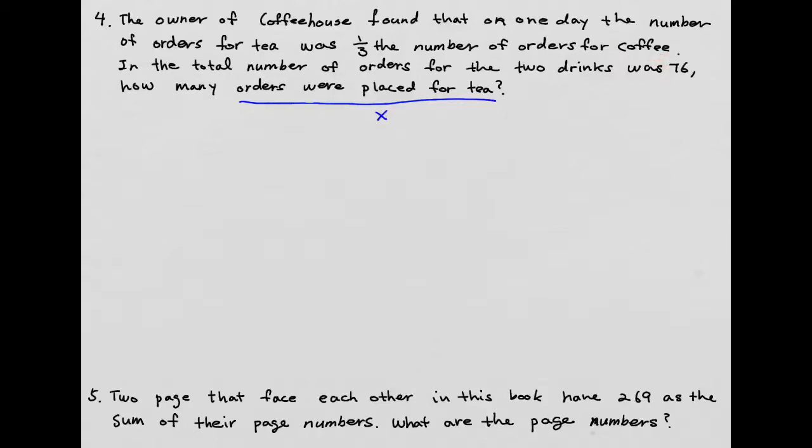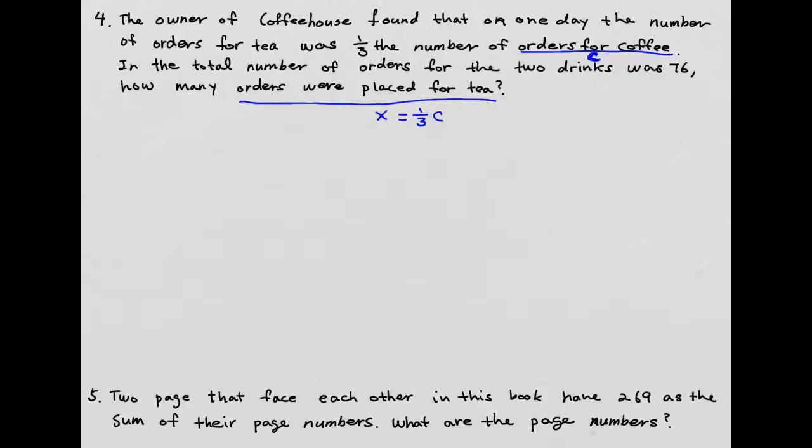So then we could say the coffee orders is going to be variable y. Even though we're not looking for y, we want to use a variable so that we don't have to write the whole word, right? Or let's say this is going to be C. Orders for coffee is C, right? And orders for tea is 1/3 of the coffee. So we will say this x is going to be equal to 1/3 of coffee.